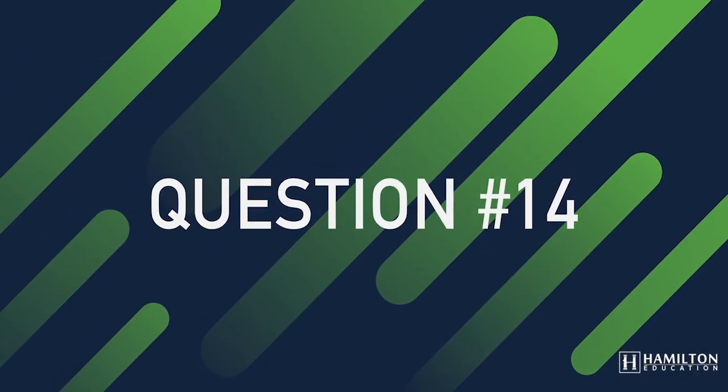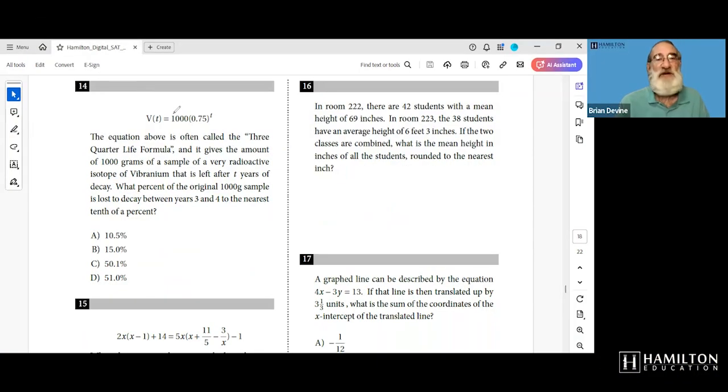Number 14. In number 14, we're given an exponential equation up above. The equation above is often called the 3/4 life formula. Well, that makes sense because we're taking 3/4 of something for every time unit. I'll buy it. And it gives the amount of a 1,000-gram sample of a very radioactive isotope of vibranium that is left after T years of decay. What percent of the original sample is lost to decay between years 3 and 4?